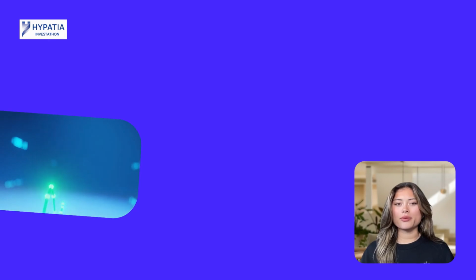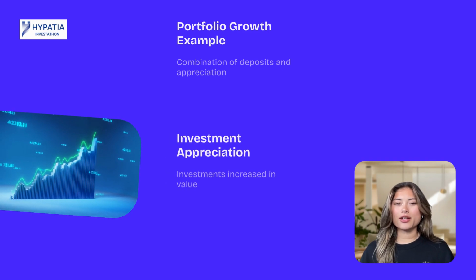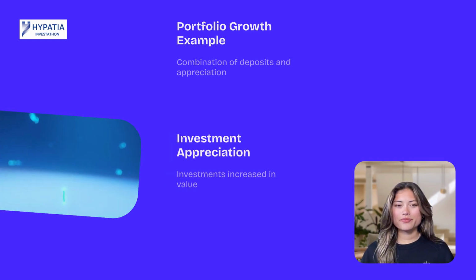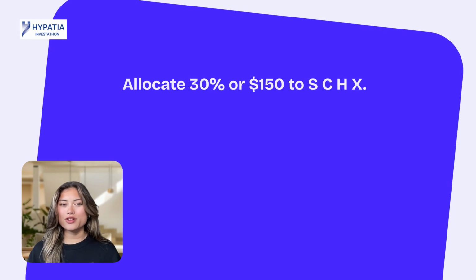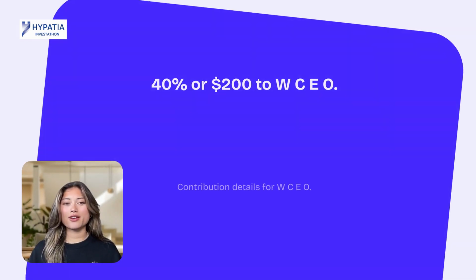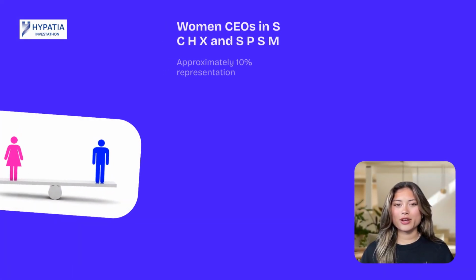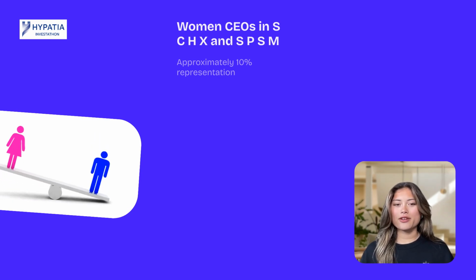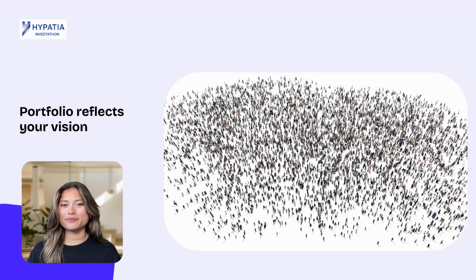So again, as an example, suppose your portfolio was now $500 through a combination of additional deposits and appreciation, which means your investments went up in value. In that scenario, you might want to allocate 30% or $150 to SCHX, 30% or $150 to SPSM, and 40% or $200 to WCEO. Because SCHX and SPSM are about 10% women CEOs, your portfolio would balance to an even 50-50 split. Your portfolio can reflect your vision of an equal world.